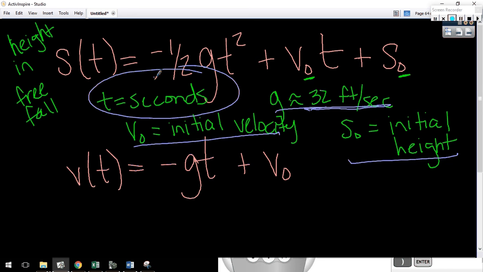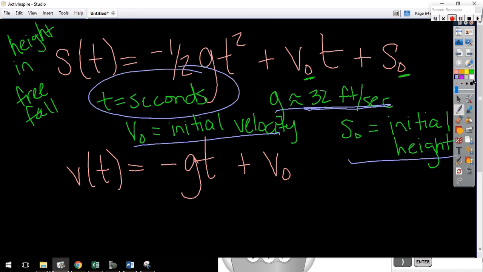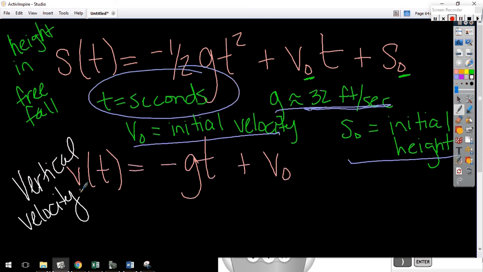V of T is vertical velocity: negative gravity times T plus V sub zero. G is always equal to 32. That's your G again. Everything else is the same. Let me just do one example with you and I'll be done, because I've lost about a third of you. For every problem, the letter G stays the same, and only the word problem changes.